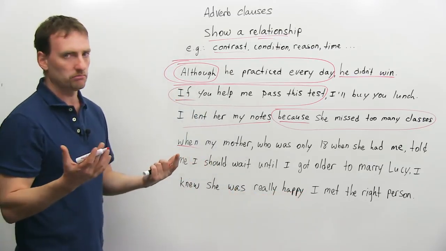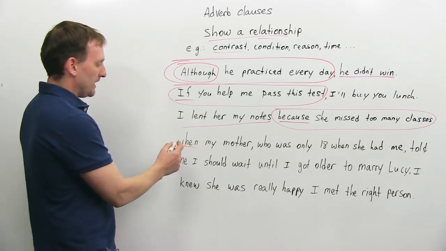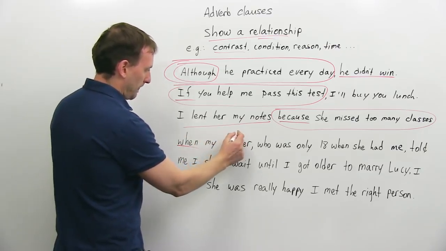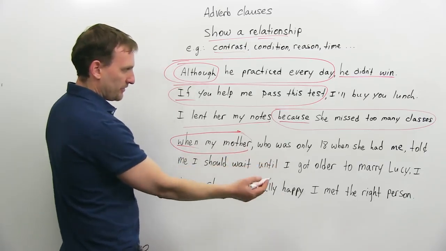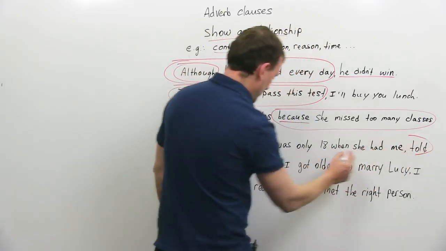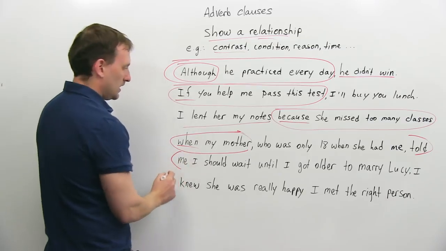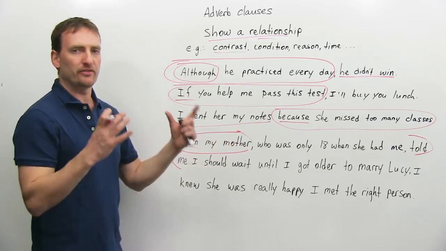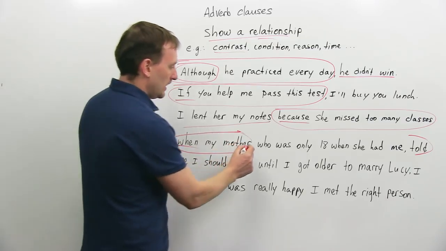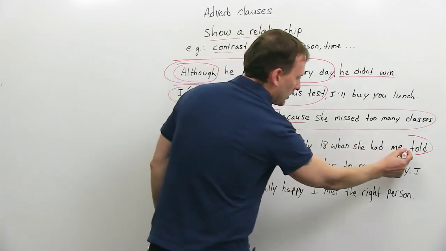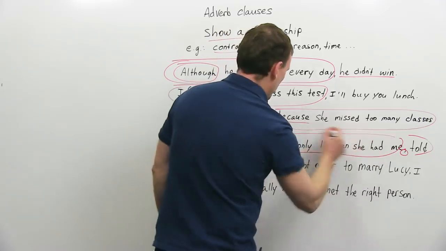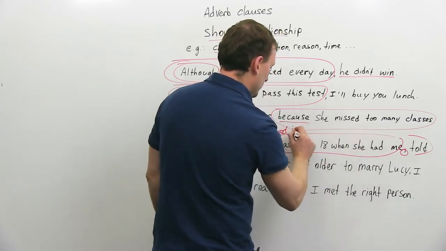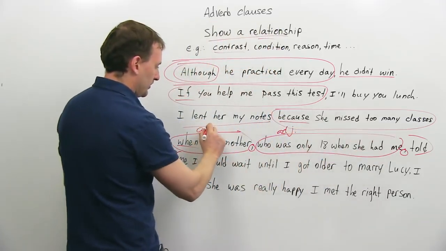Well, not so complicated. When my mother, okay, where's the main verb? Told me. When my mother told me. That's your first adverb clause. Here we have a comma and a comma. Here we have an adjective clause. Here we have an adverb clause.